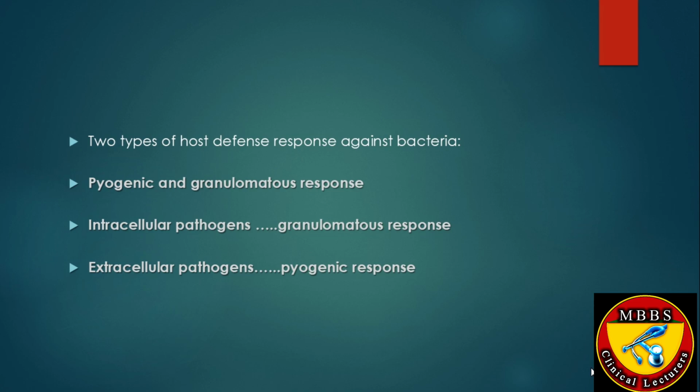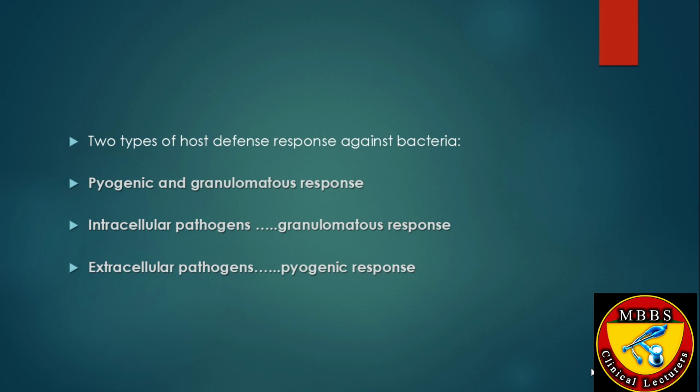Okay, when we are talking about bacteria, students, on the basis of immunological response, we can categorize two types of host defense against these bacteria. One is the pyogenic response and the second one is the granulomatous response. The granulomatous response is seen against those pathogens which are intracellular. It means the type of bacteria which can invade the cell and reside and survive there. For example, Mycobacterium tuberculosis. This is a type of bacteria which gets access inside the cell and resides in the cell for several hours, for several weeks, and even for several months to years.